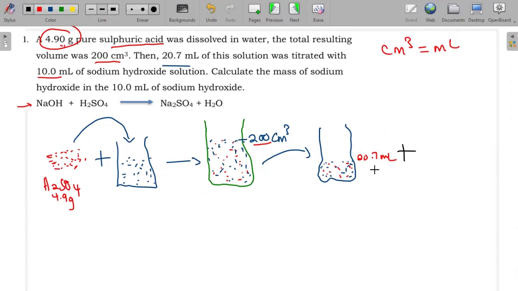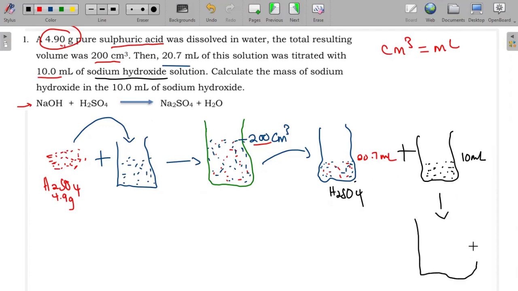This 20.7 mLs now reacts with the base, because this is still sulfuric acid here. So this now reacts with the base, and this base is sodium hydroxide solution. They're saying we have 10 mLs of it. So now they react this 20.7 mLs of sulfuric acid with 10 mLs of the sodium hydroxide. So what do they form here? They form a solution together.